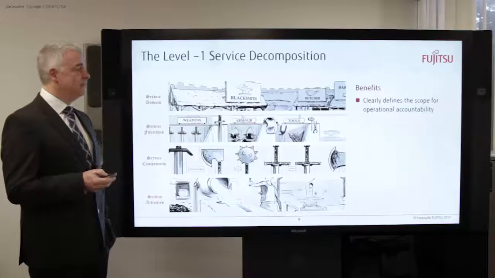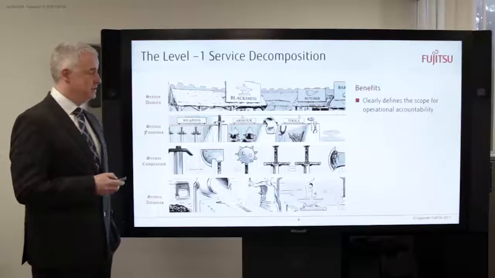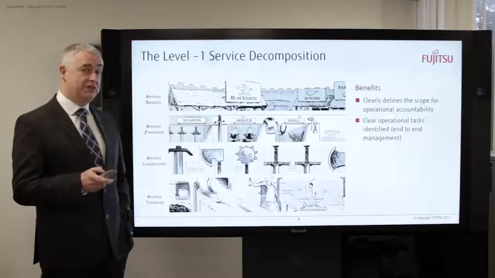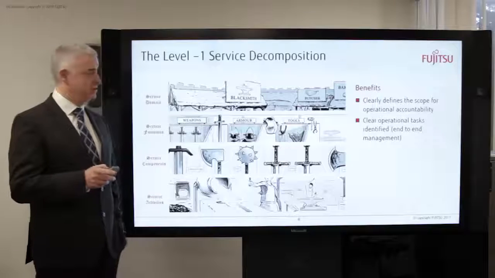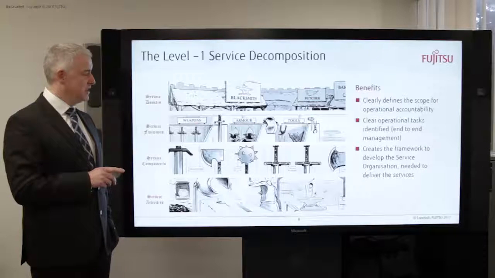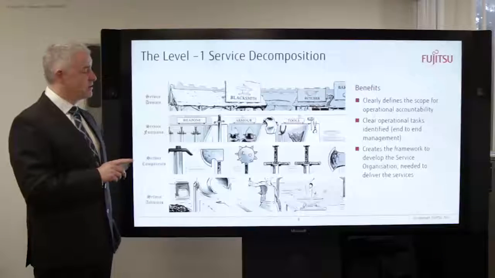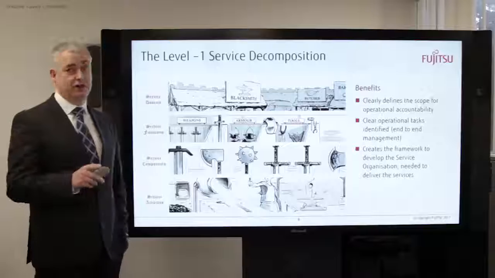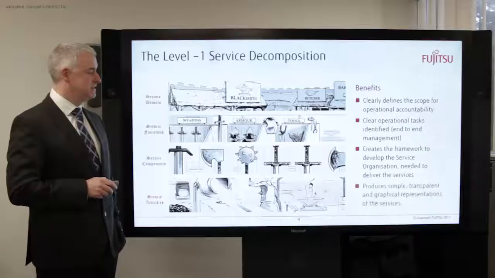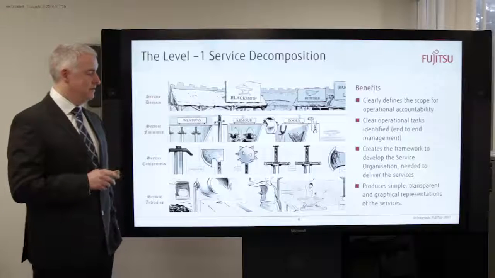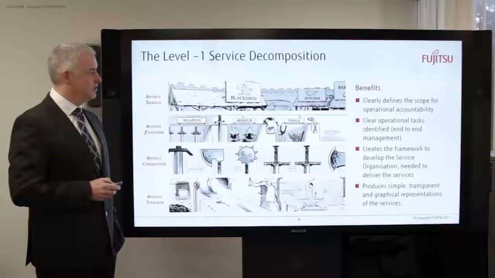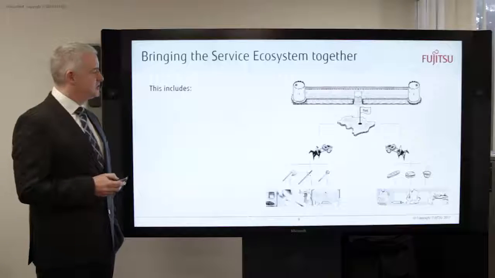We're able to clearly define the operational accountability, the scope of the accountability. We get clear end-to-end tasks, so we're able to measure performance and manage the performance of individual suppliers down the chain and back the other way again. But it also allows us to create strong frameworks to build the service delivery organization. And I'll come to that in the next set of slides. But again, it's the power of having simple, transparent but powerful graphic representations of the services. So let's take it a little bit further.